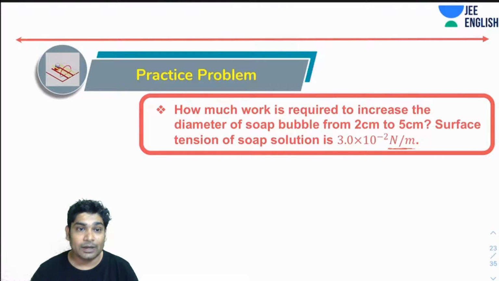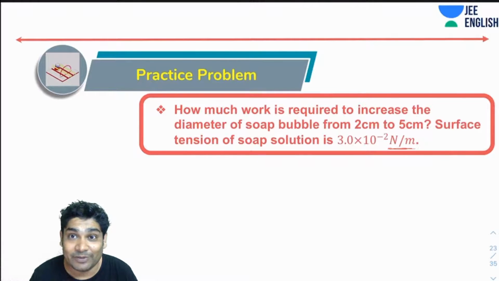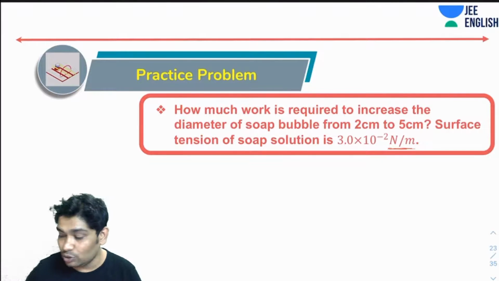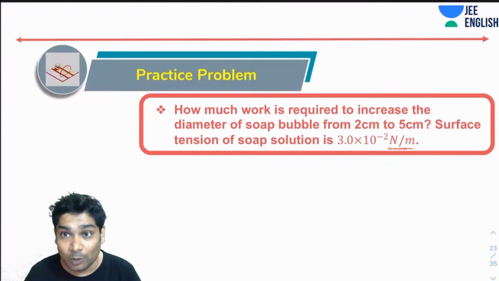Alright, hurry up, hurry up. Let's try this problem and give me the answer quickly. Okay, so Moisha says it is 791.6 into 10 to the power minus 6 what? Joules. SI unit, right? I hope.